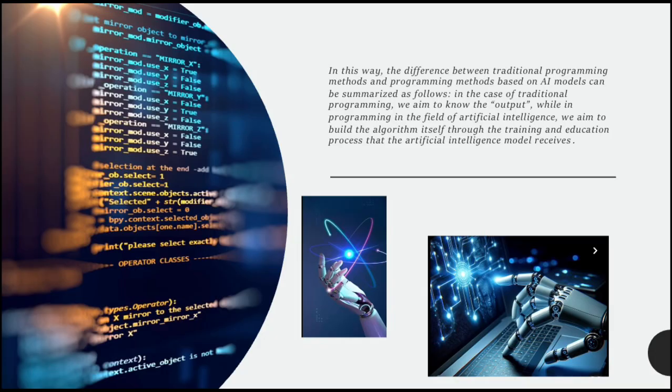In this way, the difference between traditional programming methods and the programming methods based on AI models can be summarized as follows. In the case of traditional programming, we aim to know the output, while in programming in the field of AI, we aim to build the algorithm itself through the training and education process that the AI model receives.